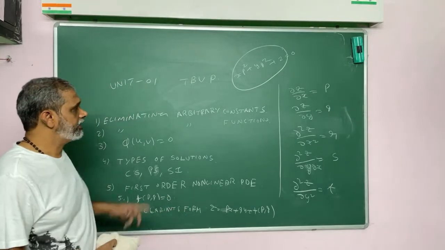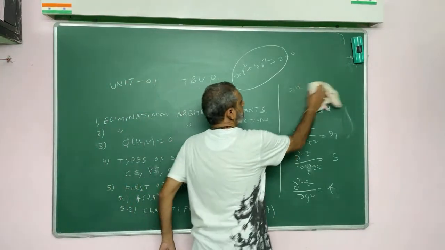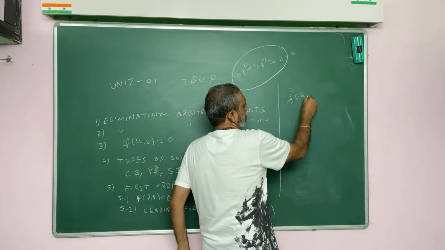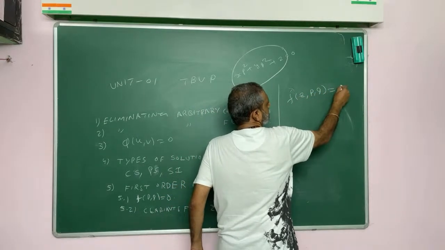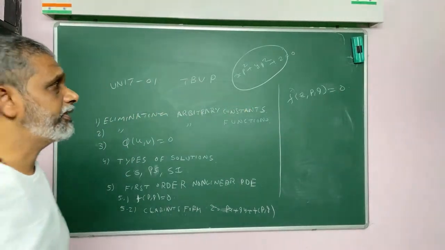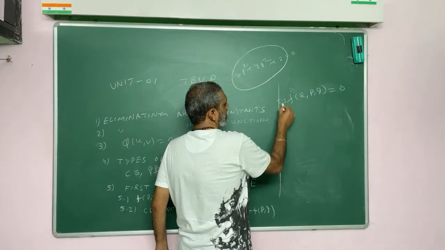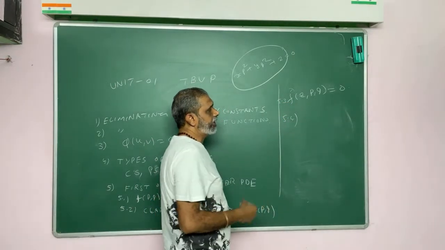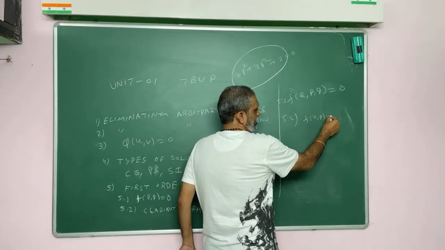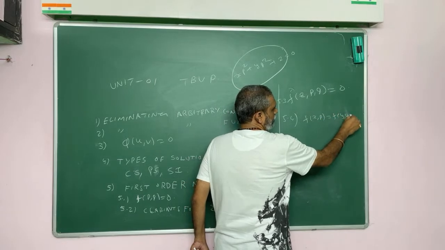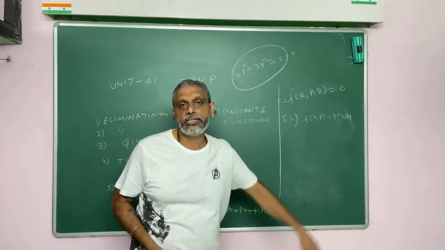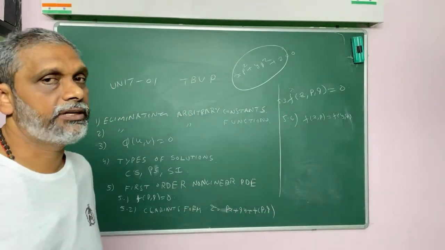Then what is type 3? The syllabus of type 3, I am writing here. Type 3 will contain only f of z, p, q. There is no x, y, just z and p and q. Then what is the fourth type? This is 5.3, then 5.4. In type 4 what will you have? F of x comma p you can bring to one side, f of y comma q you can bring to one side. Then you can say how to solve it. This is the skeleton actually. These 4 types you will have in first order non-linear PDE.